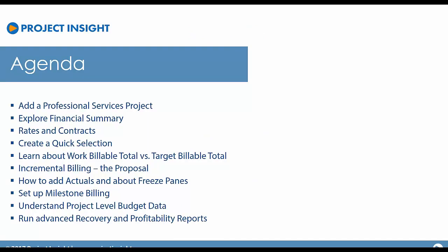On our agenda today, we'll go over how to add a professional services project, explore the financial summary, as well as rates and contracts. You'll learn how to create a quick selection, learn about work billable total versus target billable total, incremental billing, the proposal, and also how to add actuals and about freeze panes. We're also going to set up milestone billing and help you understand project level budget data. And lastly, how to run advanced recovery and profitability reports.